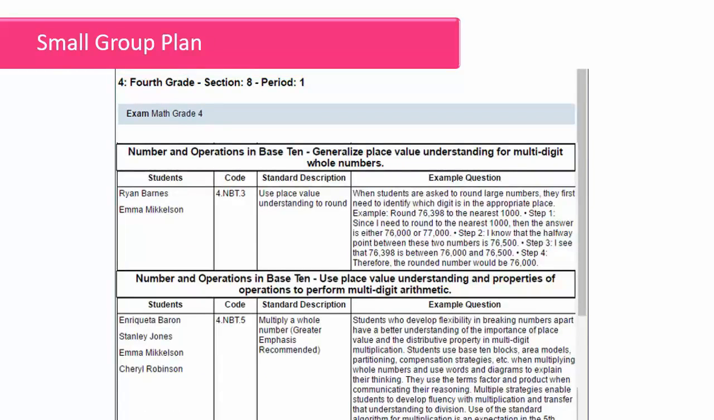The small group report details groups of students who miss specific performance objectives that should be used for small group lessons. The report contains a description of the performance objectives and sample questions. The small group report identifies small groups for intervention or instruction.